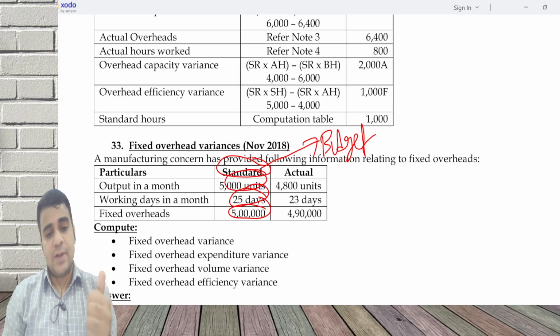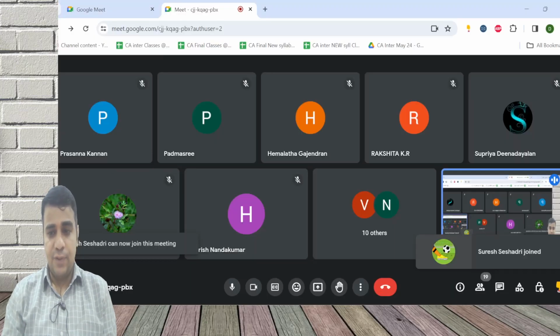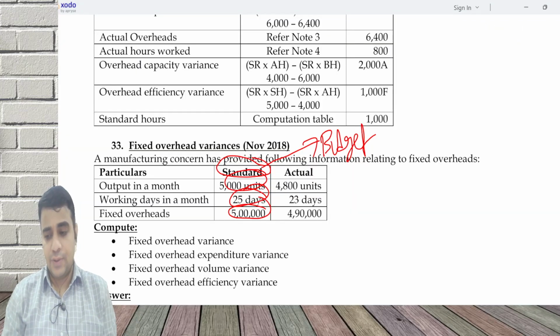They've asked for fixed overhead variance, which is fixed overhead cost variance, fixed overhead expenditure variance, fixed overhead volume variance, and fixed overhead efficiency variance. These are the requirements. They have not technically asked for calendar variance and capacity variance. Few variances have not been asked in the question. Doesn't really matter. We'll try to do all the variances, or at least put the computation table. Let's start with the computation table.